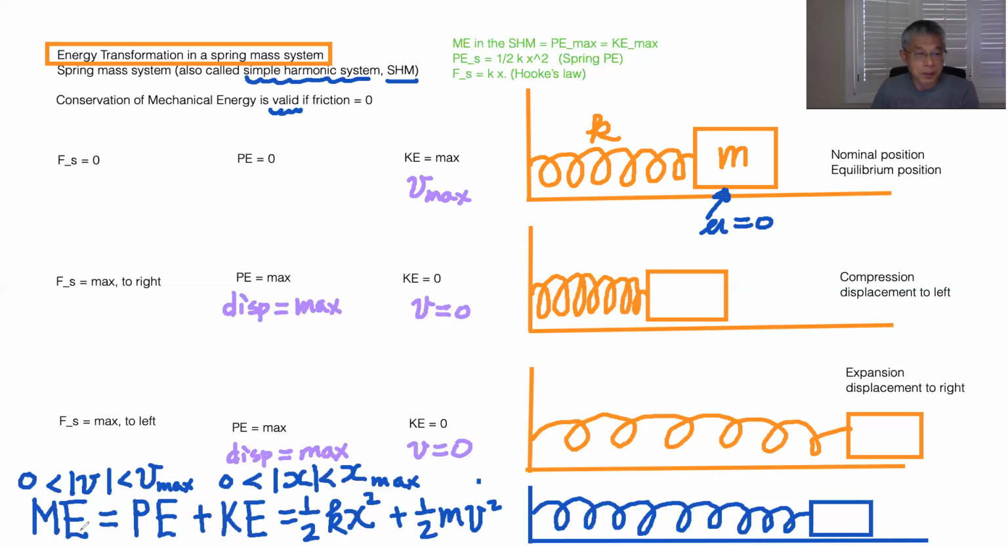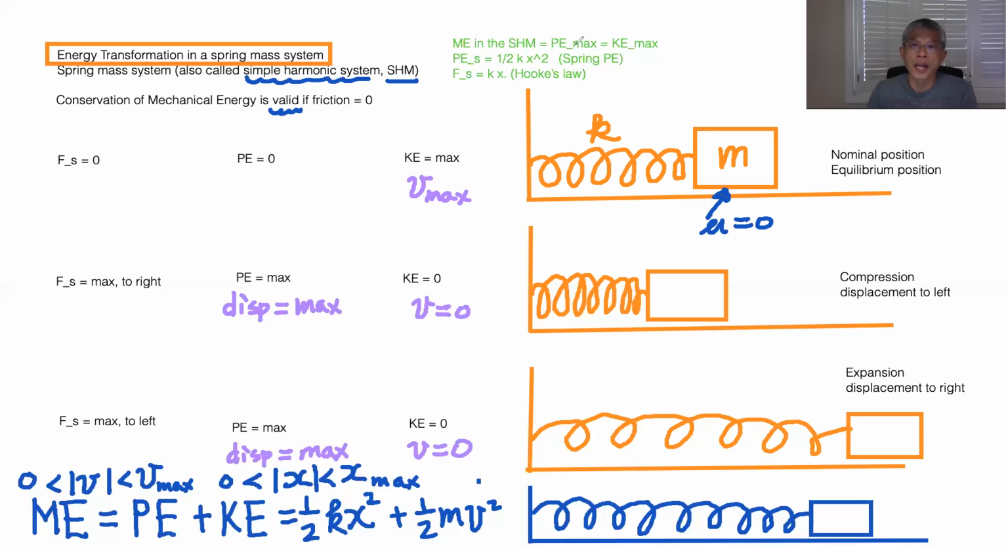So in this case, the mechanical energy in this particular situation is not just potential energy, and not just kinetic energy. It's a sum of the two, which is 1/2 kx squared plus 1/2 mv squared, okay? We also use the terminology of mechanical energy in the SHM. That will be equal to the maximum potential energy.